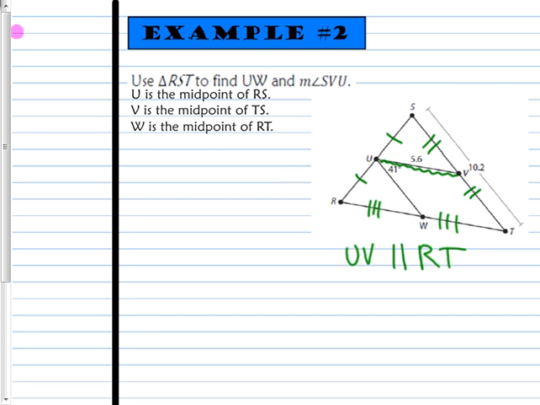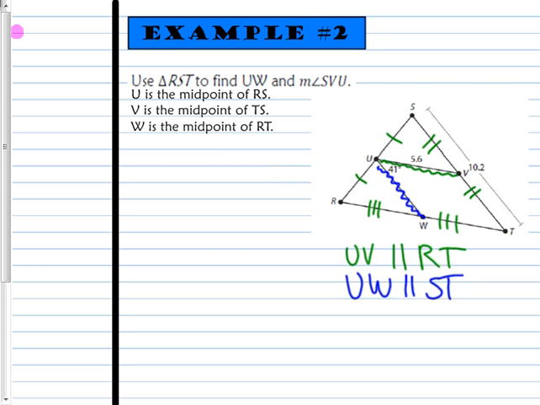And then, I'm going to use another color marker, UW is parallel to ST. UW is the midsegment, it's halfway between RS and RT, so it's the midsegment of a triangle as well, and so UW is parallel to ST.